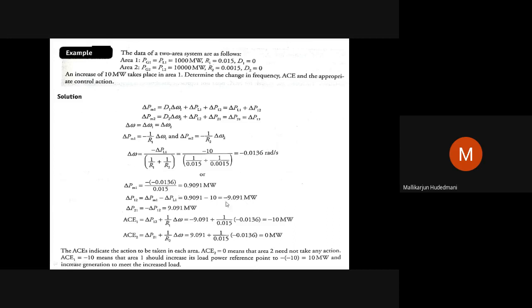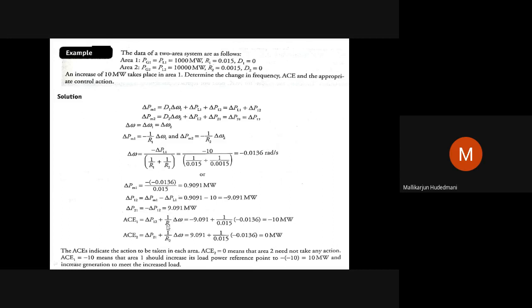Then how is it fulfilled? It must be flowing from the other area only. Now let us see whether it flows from the other area or ACE makes it possible. So now let's look into this. Delta P21 is equal to minus delta P12, which is 9.091 megawatt. Now let us put in the ACE equation. What is that ACE equation? The mismatch power or exchanging power plus the beta 1 into delta omega. Beta 1 here is what? 1 by R1 plus D1. D1 is 0.